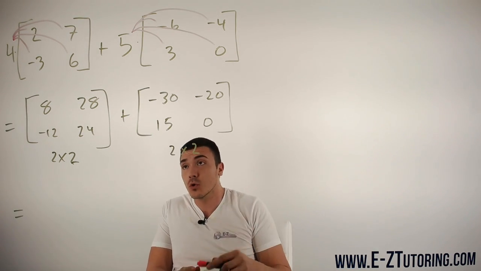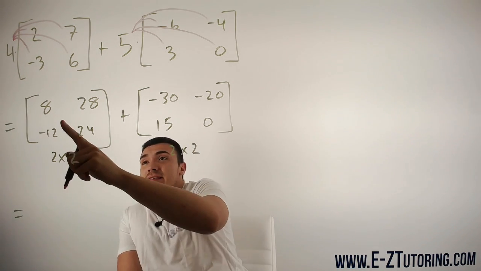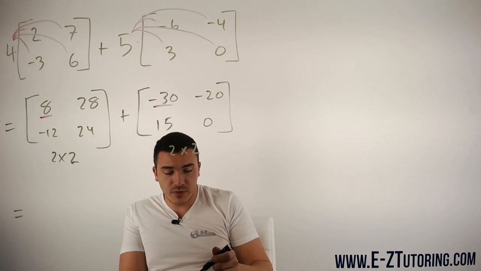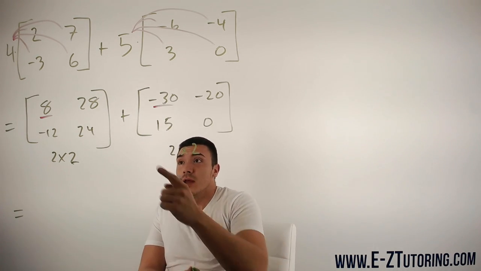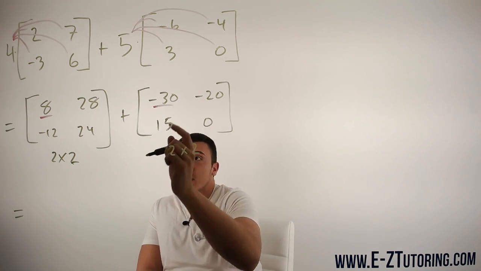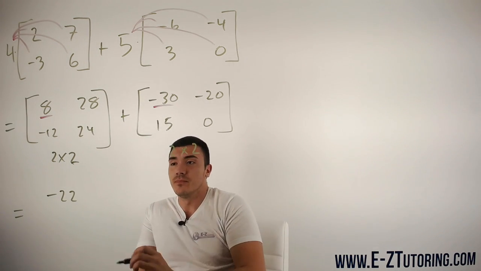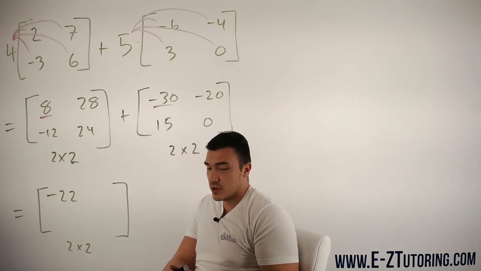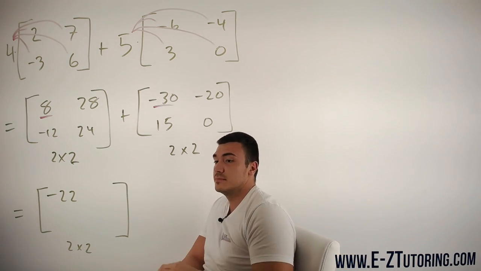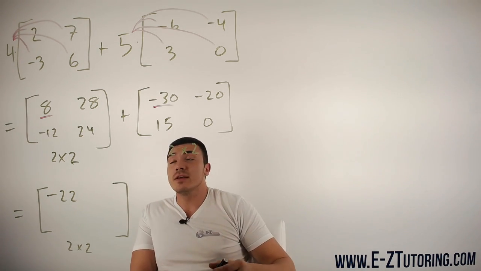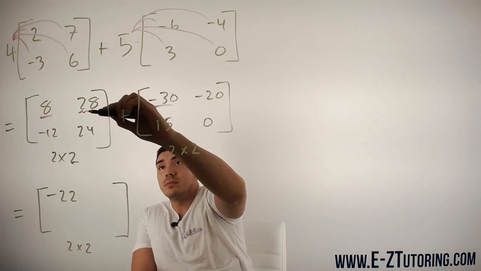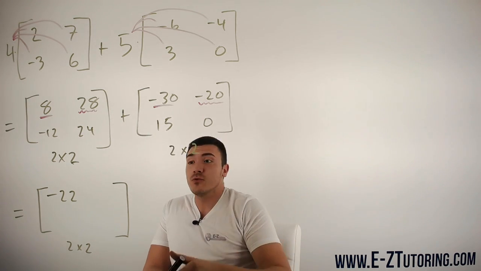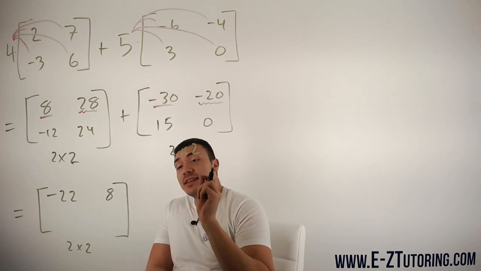So now that we know that we are allowed to add them, all you do is you add the corresponding terms or corresponding elements. What I mean by that is first row, first column is 8. First row, first column is -30. So you just want to do 8 plus -30. What does that give you? -22. And we put that in the first row, first column of our new 2 by 2 matrix. The dimension is going to stay the same as these. And then what we do is we look at our first row, second column, 28. First row, second column, -20. 28 plus -20 is 8. So we put an 8 in that same exact spot.